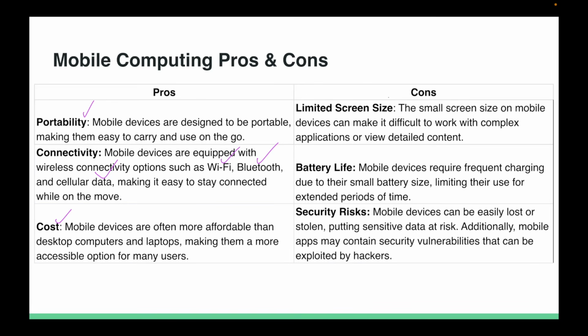Mobile devices tend to be cheaper than desktop computers or laptops. Some of the cons may be limited screen size, and it may be difficult to do complex tasks on mobile devices. The battery life, so a computer you just plug in versus a mobile device you need to charge up. And then there may be security risks because it's easier to lose mobile devices than larger machines. And partly because mobile devices are connecting to different networks everywhere, they might be more vulnerable to hacking.